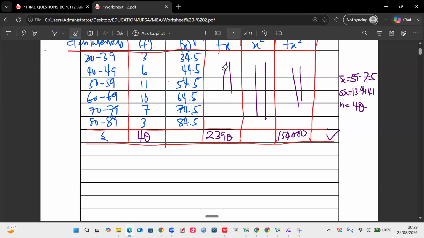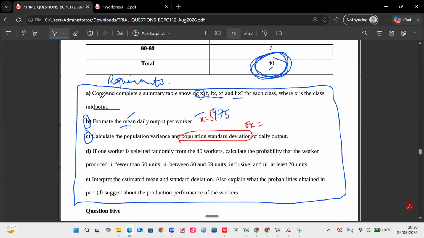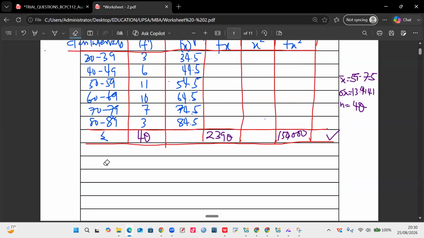Okay, so let's go. We are done with question A. It says copy and complete. We've completed the table. We found the class member. We found our XF. Let's go to B. What is B? Estimate the mean daily output per worker.